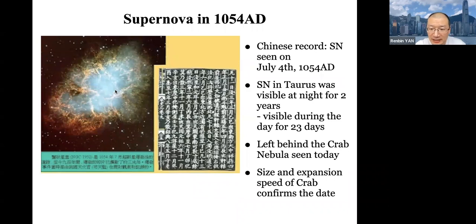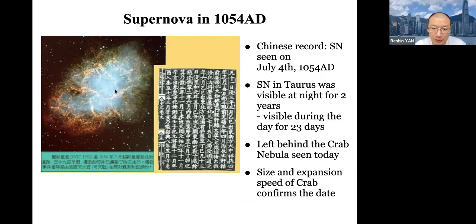And it was visible during the day for 23 days. So basically, even when the sun is out, you can still see the star. That's just how weird that is, right? Just think about how weird that is when the sun is out, you can see a bright star in the blue sky.